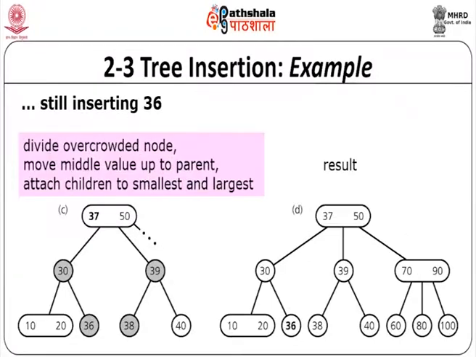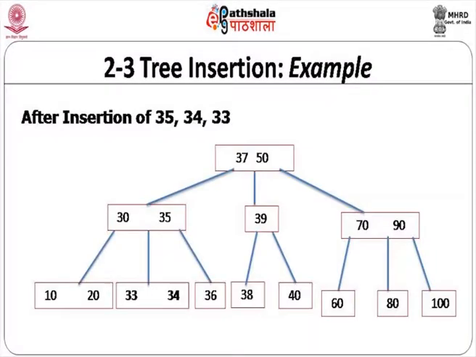Now, this is the original tree. After this I have inserted 35. When I inserted 35, nothing happens because it already had only one value. Then I insert 34 and then I insert 33. So, after this you get this whole tree, but some of the nodes have become 3-child nodes, but otherwise no difference. If you look here, all the nodes have either 1 value or 2 values, or 2 children or 3 children.